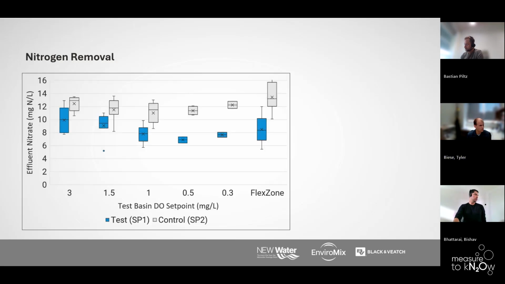Next slide, please. This graph covers nitrate removal in the test basin, which is in blue, versus the conventional DO basin, which is in gray. So the lower effluent nitrate was possibly contributed to by the mixed liquor recycle pump, in addition to the low DO operation. So you can see it's 2 to 4 parts per million lower in the test basin due to the improvements. Next slide, please.